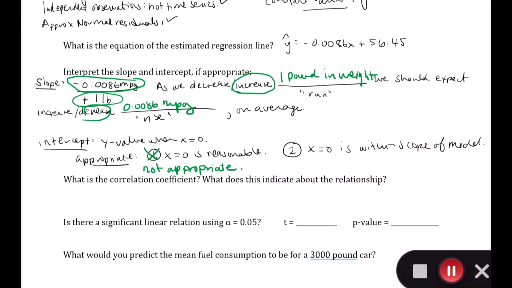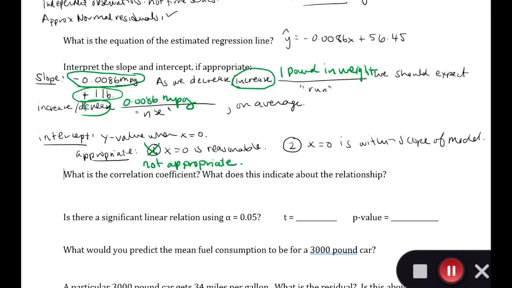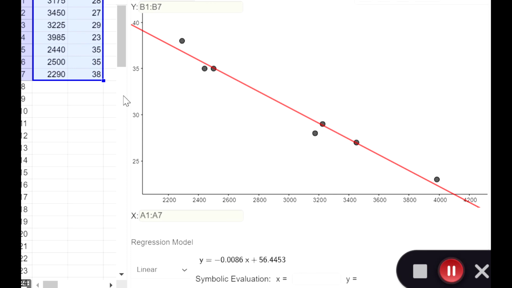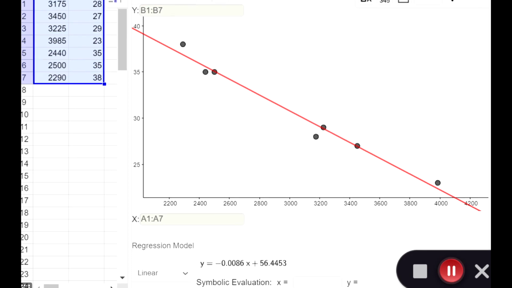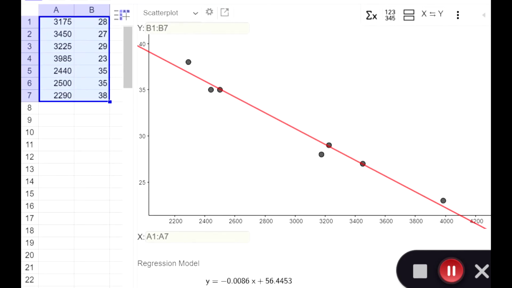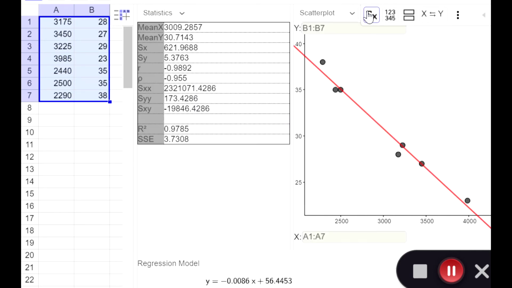Okay, so what is the correlation coefficient, and what does this indicate about the relationship? So let's go back to our GeoGebra, and we can click on the statistics information. And we have our R here, that's our correlation coefficient, so it's a negative 0.9892.